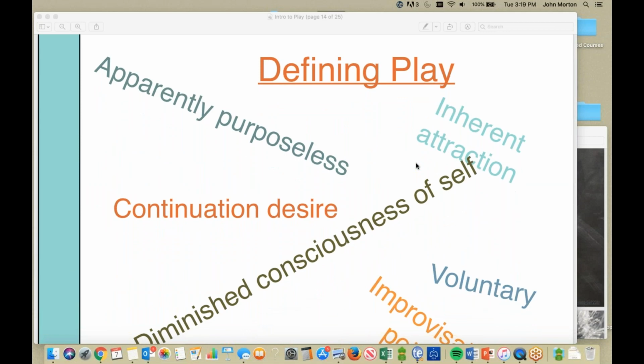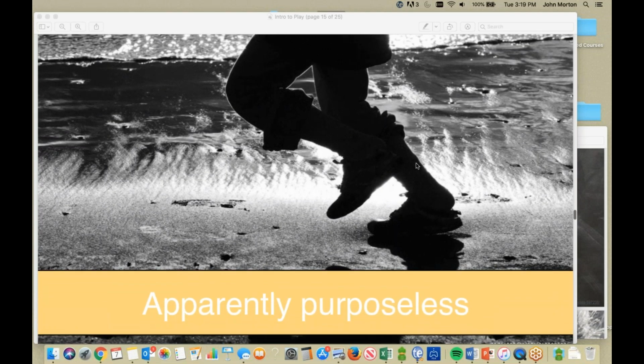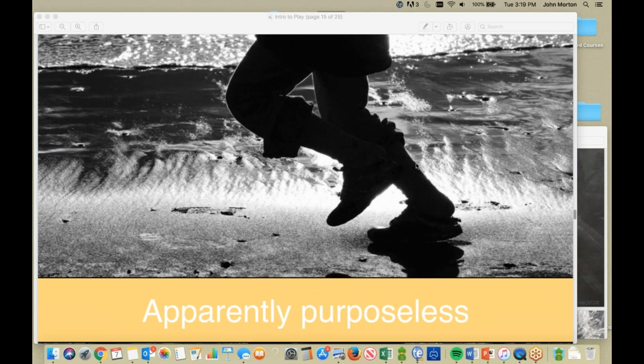So we'll go through the definitions of play one by one. First we have apparently purposeless, and what that really just means is that it's something that we're doing for its own sake. We're doing it because we like doing it and we want to do it, not because there's some exterior motivation. There might be other motivations, but our main driver is that we like the thing, we like the game, we like the play activity.